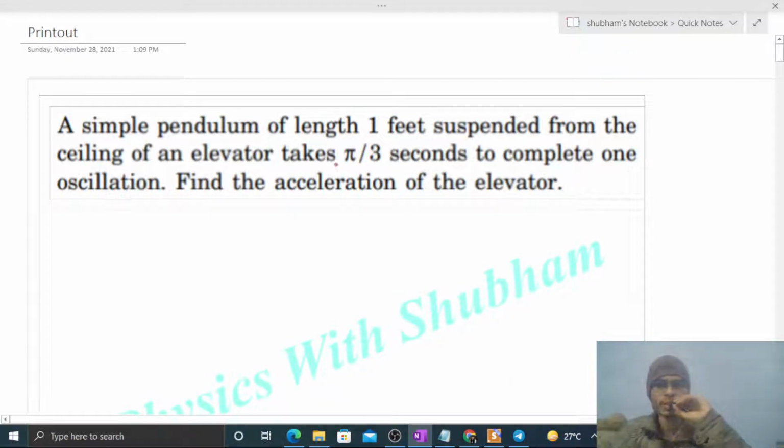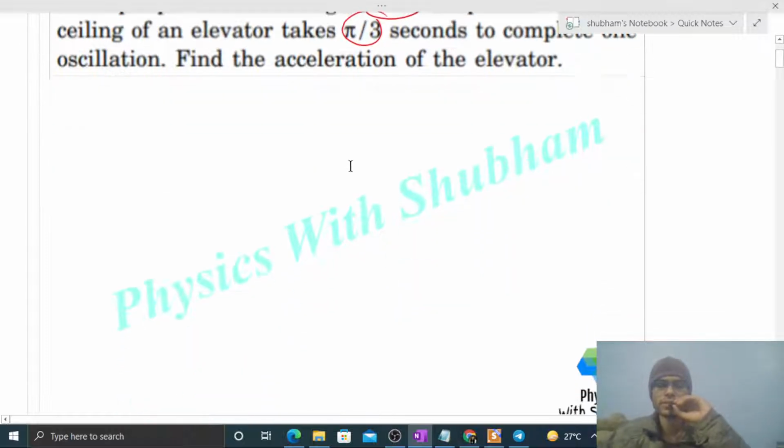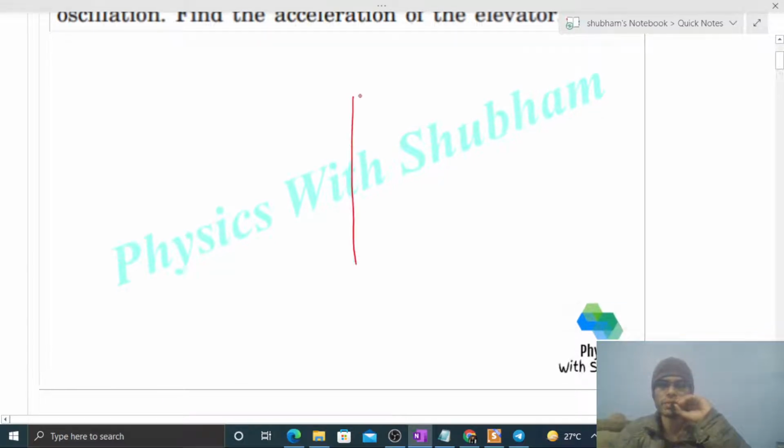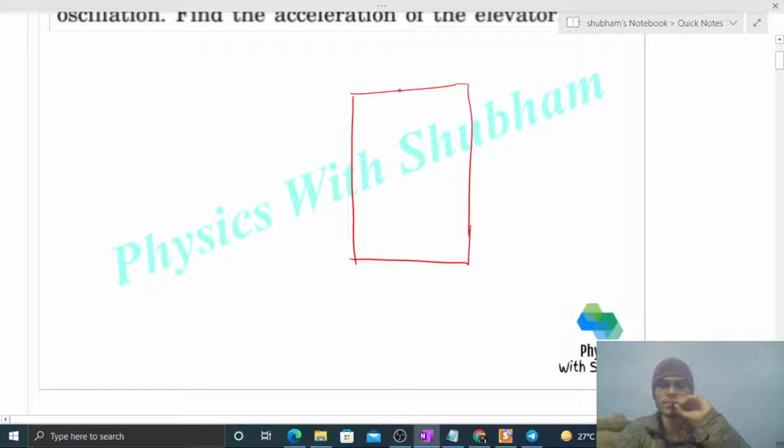So it says a simple pendulum of length 1 feet suspended from the ceiling of an elevator takes pi by 3 seconds to complete one oscillation. Find the acceleration of the elevator. So we have an elevator something like this and we have a pendulum. Length of the pendulum is 1 feet and time period of the pendulum is given pi by 3 seconds. So we have to find out the acceleration of this elevator.